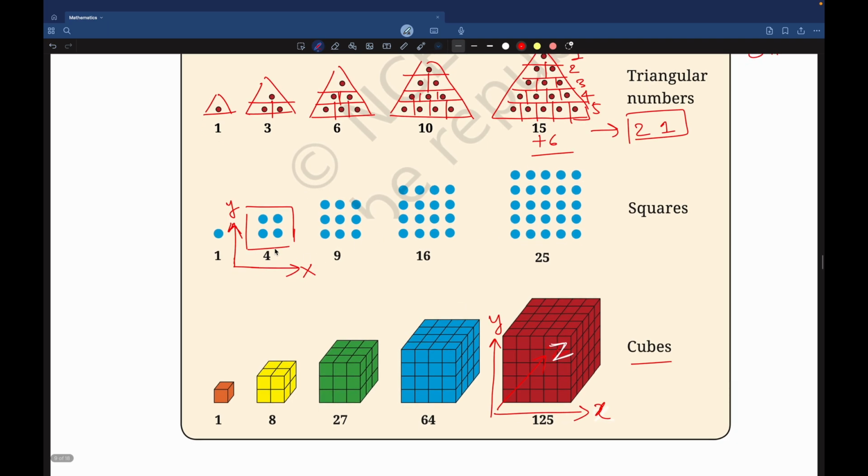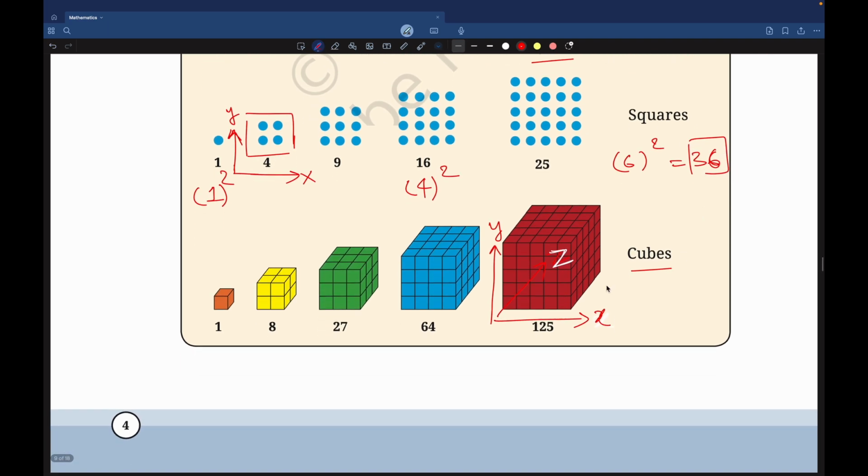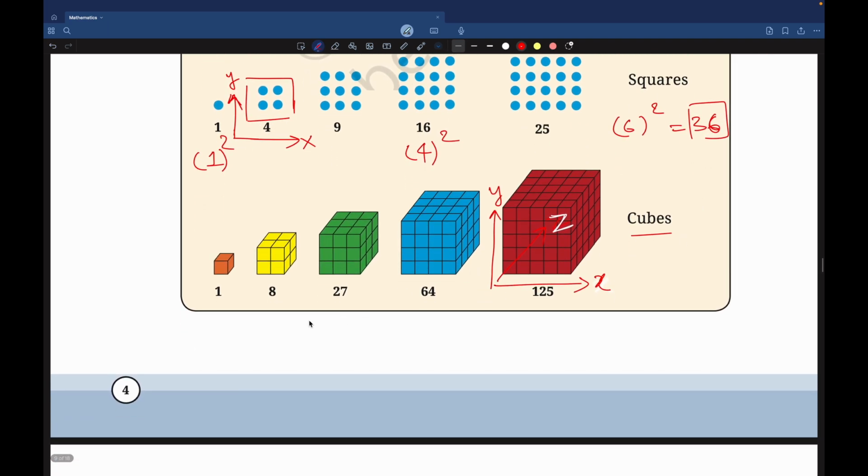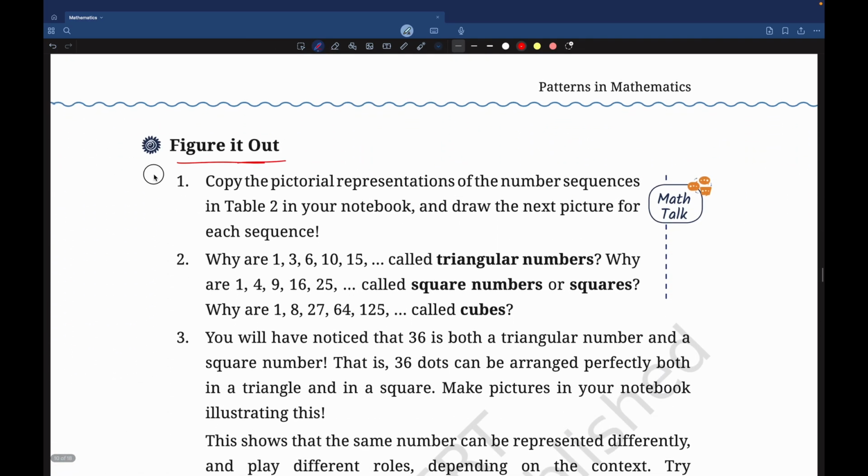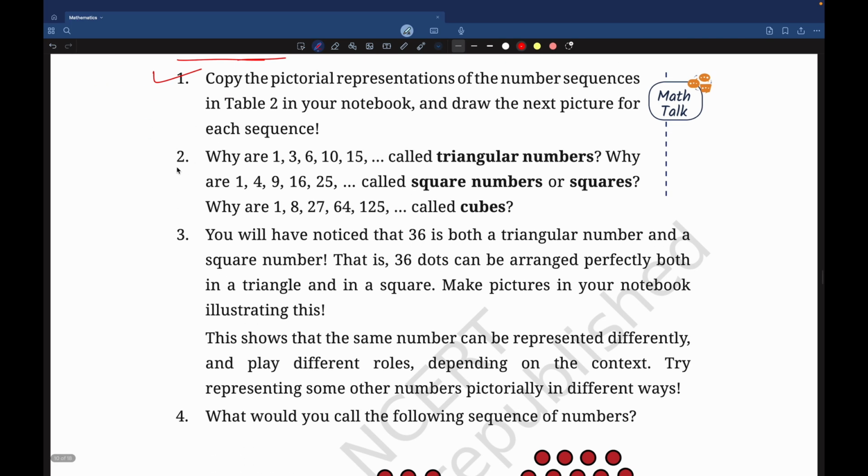If we see here, these are the perfect squares: 1 square, 2 square, 3 square, 4 square, 5 square. Next will be 6 square, that is 36. Here it is cubes: 1 cube, 2 cube, 3 cube, 4 cube, 5 cube, and next will be 6 cube. That is question number 1. Now let us solve question number 2.